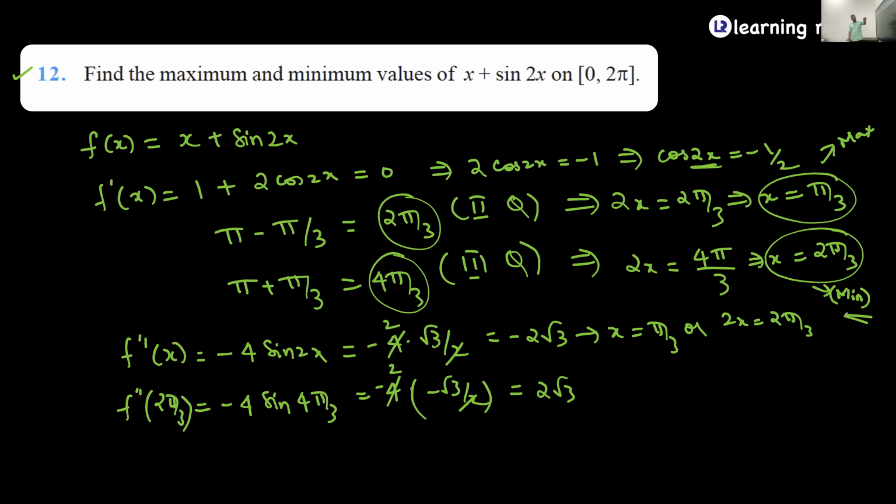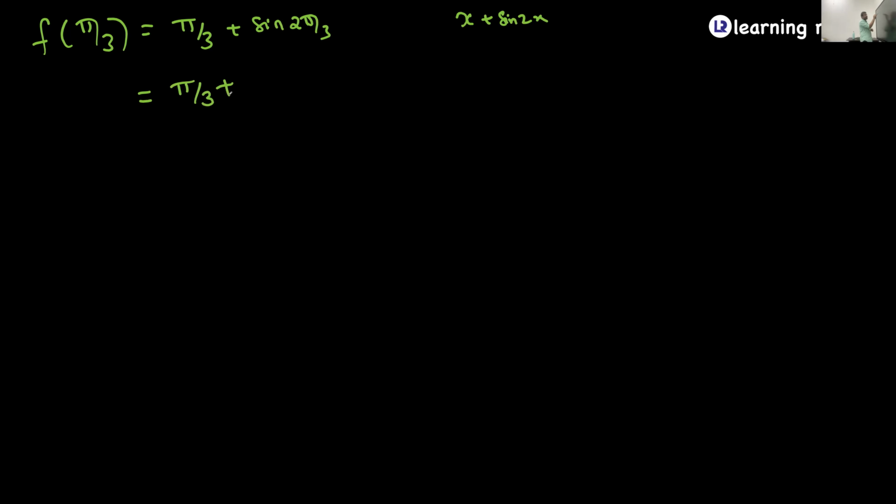Right? So this is happening in the first cycle itself, that is between 0 to 2 pi. Now, what are they asking? Find the maximum and the minimum value. Maximum value occurs at pi by 3, minimum value occurs at 2 pi by 3. So f of pi by 3 is equal to pi by 3 plus sine of 2 pi by 3, because the function is x plus sine 2x. So it is going to be pi by 3 plus what is the value of sine 2 pi by 3? It is going to be root 3 by 2.